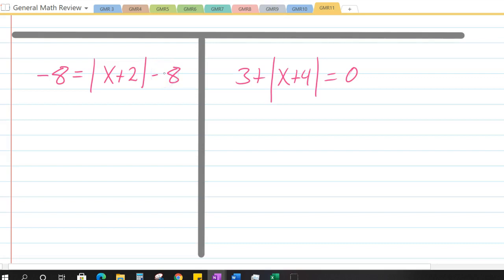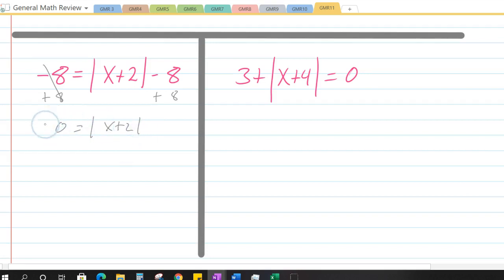Here we have two more problems. These are a little different. If I'm going to get the absolute value by itself, I need to get rid of the negative 8. Add 8 to both sides. Cancels out. 0 equals the absolute value of x plus 2.